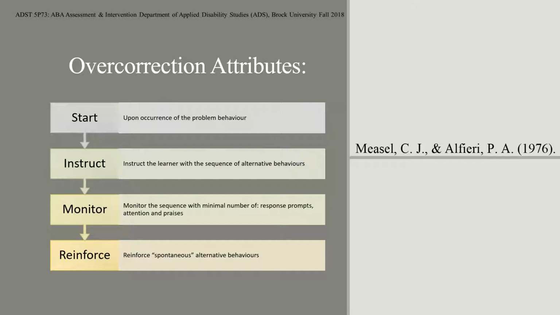For maintenance of the appropriate behavior, provide reinforcement to the learner when he or she spontaneously performs an alternative behavior during typical activities. However, overcorrection could increase the inappropriate behavior. One study by Measel and Alfieri found that when head-banging behavior was reduced by overcorrection with a series of head movements forward, back, right, and left, the behavior was increased. This is where collection of data is vital prior to choosing an intervention.